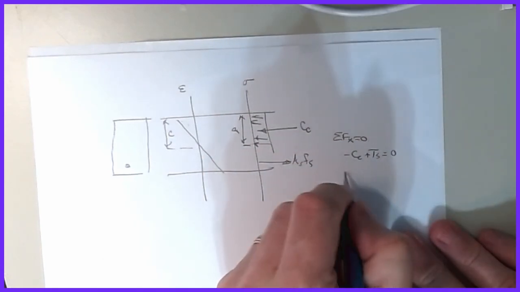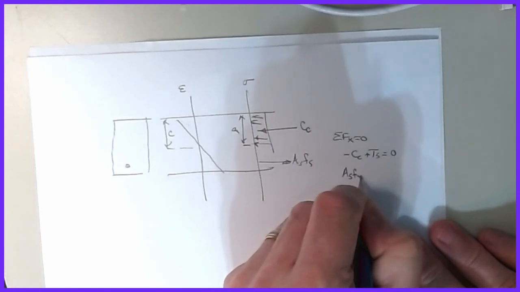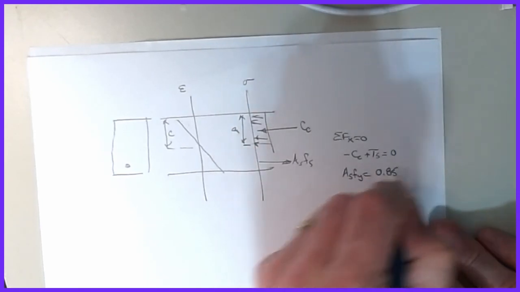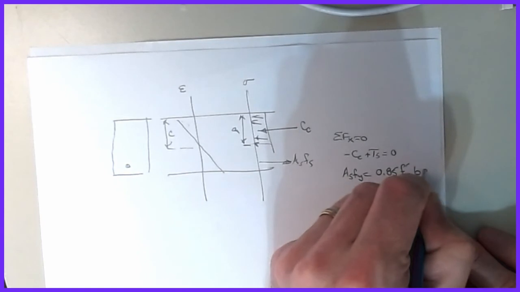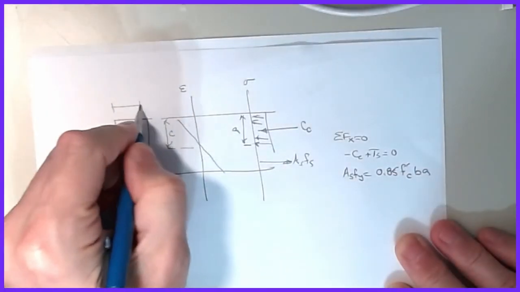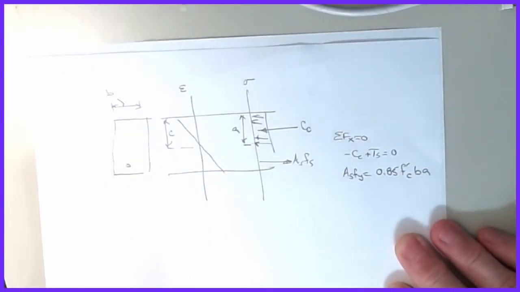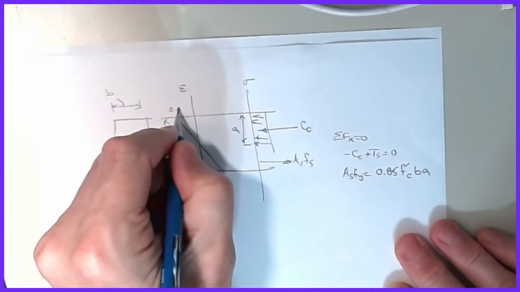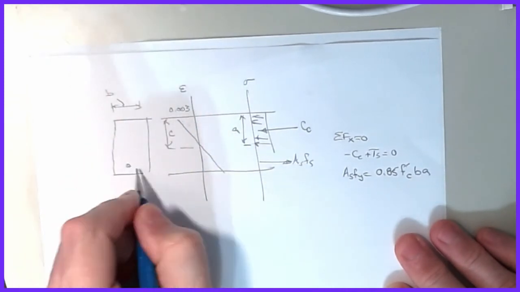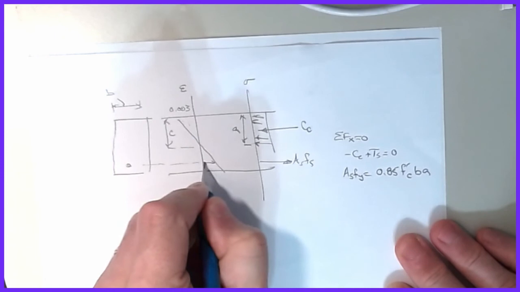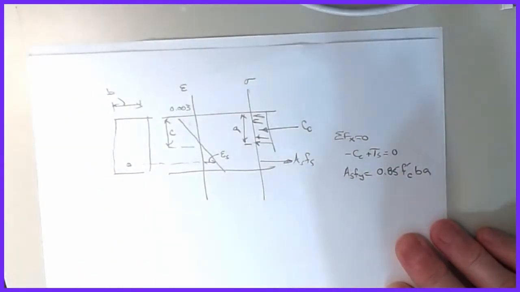And so that's how you came up to find out that As fy was equal to 0.85 f prime c b times a. And you had to do some things, like we said the strain was 0.003, and then you always had to find that guy, the epsilon s, right?